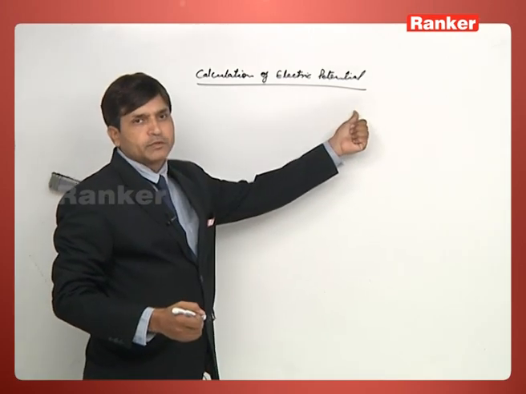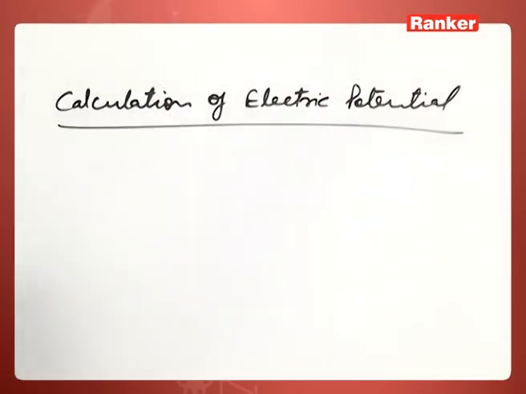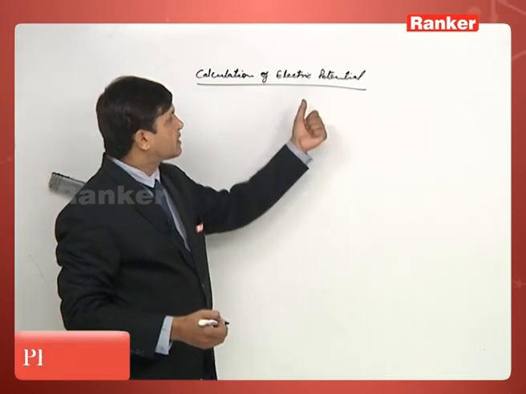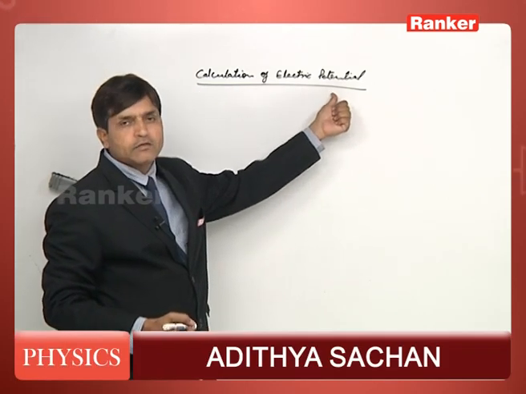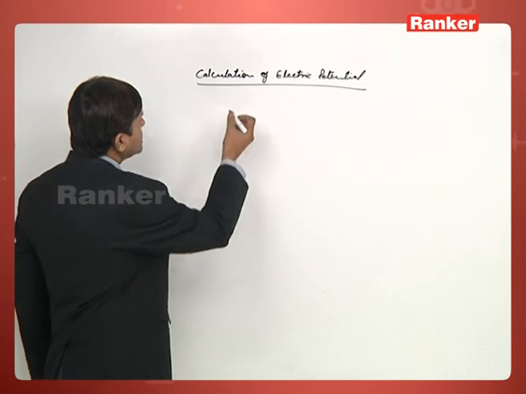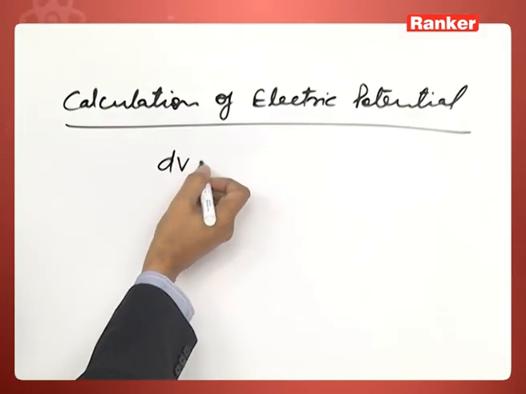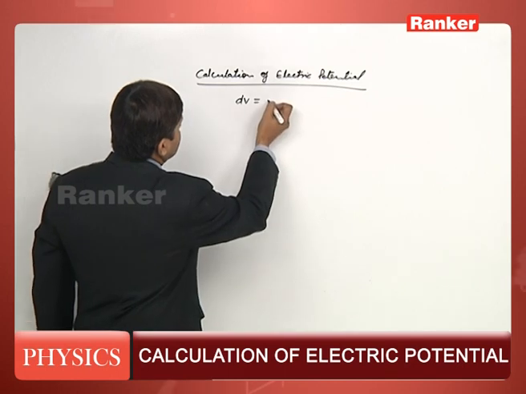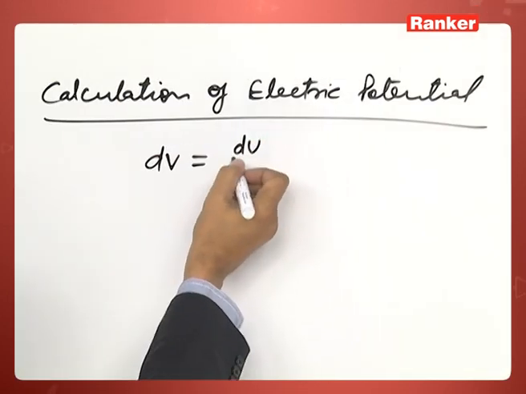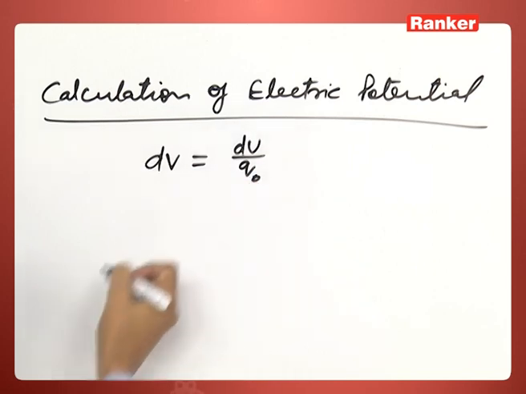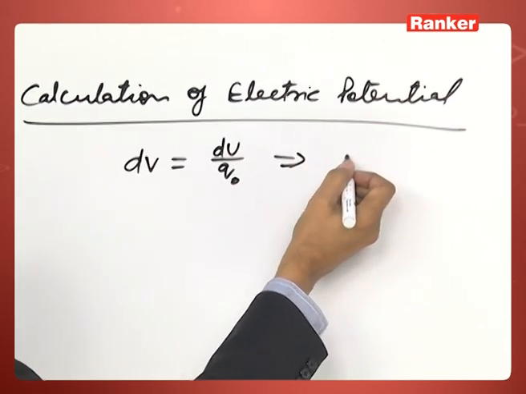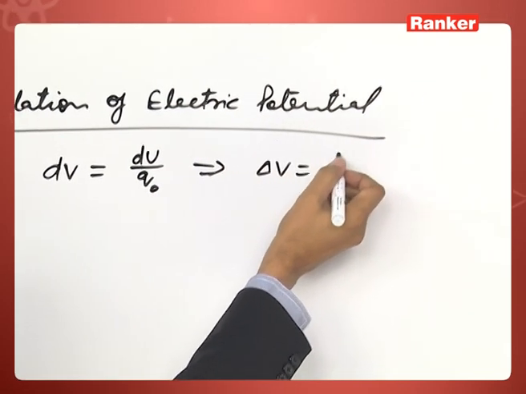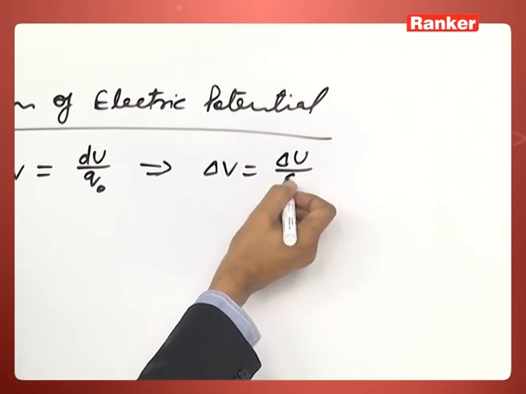Calculation of electric potential. Whenever we have to calculate electric potential, we will go with the very basic or fundamental relation, as we have derived or defined earlier: the change in potential is the change in potential energy per unit charge, or we can write delta V is delta U by Q naught.